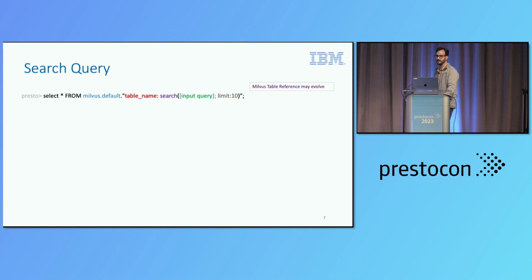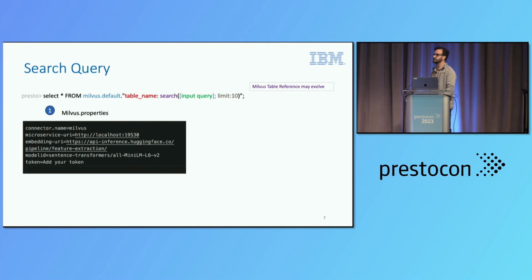Now the important query here is a search query. This is the syntax of a search query. We define the vector schema name on which the similarity function is to be performed, and then the search function along with the arguments and how many top elements you want to get. One important point is that this is a Milvus reference. It's evolving. It's not fixed yet.